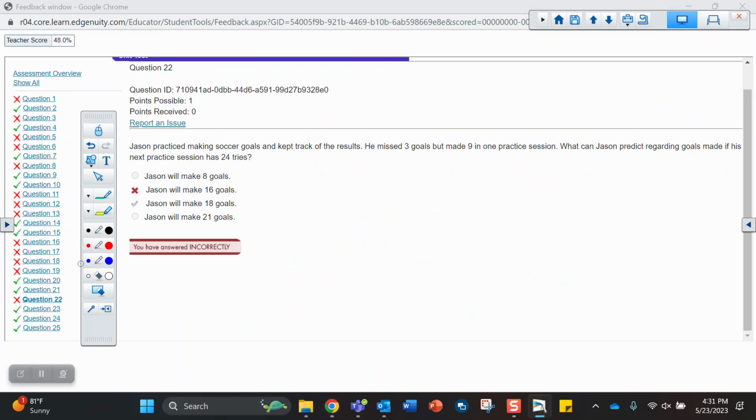And then the last question says, Jason practiced making soccer goals and kept track of the results. He missed 3 but made 9, so that's 12 total. What can Jason predict regarding goals made? 9 out of 12 if it has 24 tries. So 9 over 12, and then it looks like they're multiplying by 24. That's the math they're showing you.